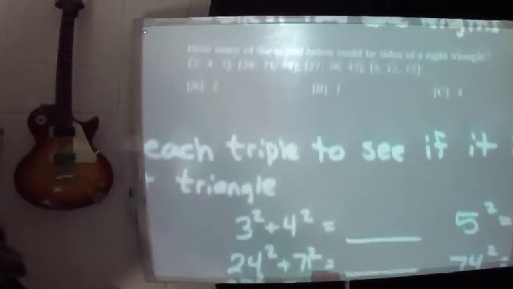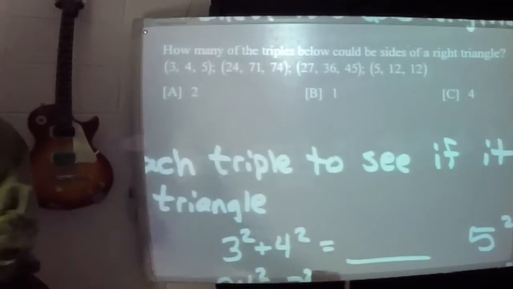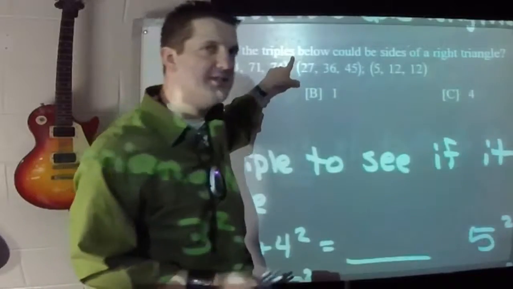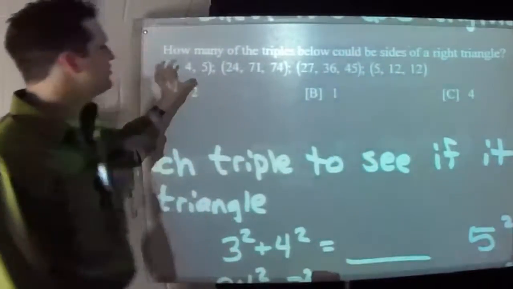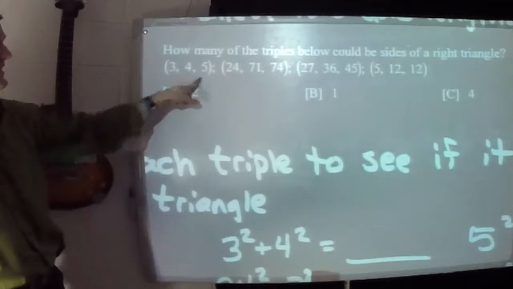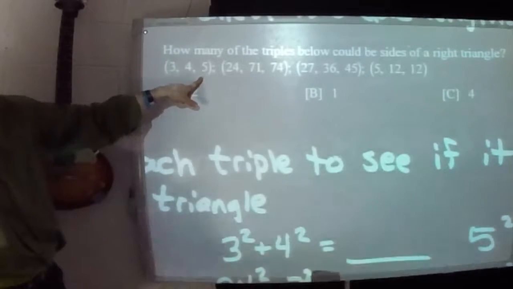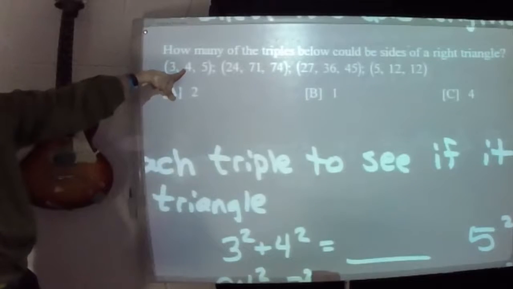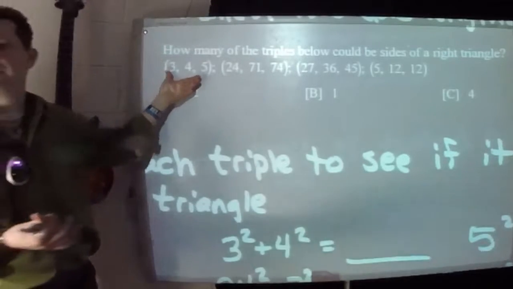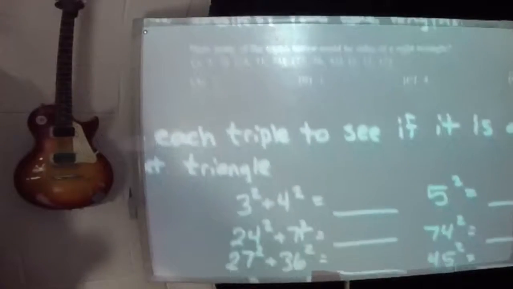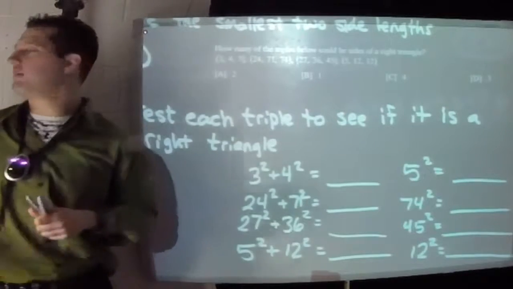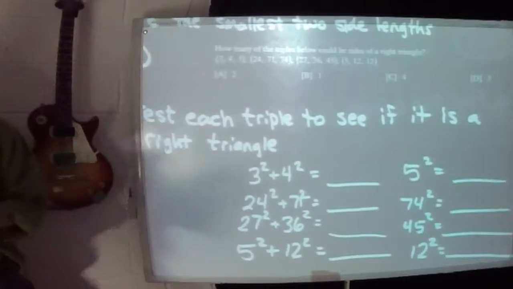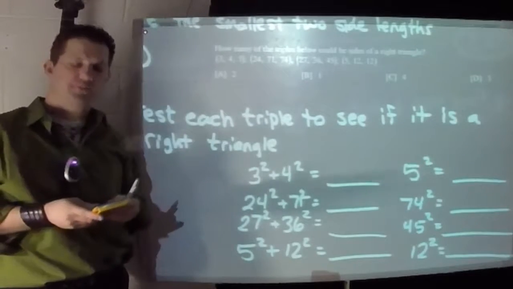This is the one that just makes people raise their hand and go, what do I do? How many of the triples could be of a right triangle? These are 3 sides of a triangle, and the question is, could this be a right triangle? Yes, this one's going to be a yes. But here's how we're going to do it. We've got 3, 4, 5. What are the smallest 2 numbers there? 3 and 4. That's your A and B.